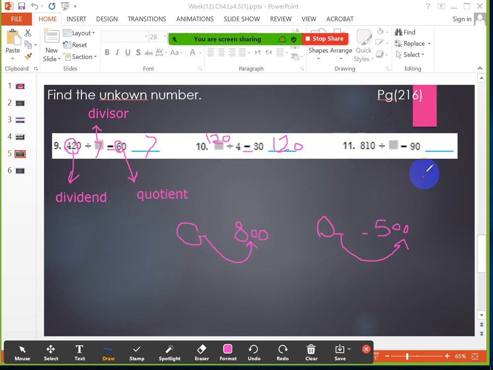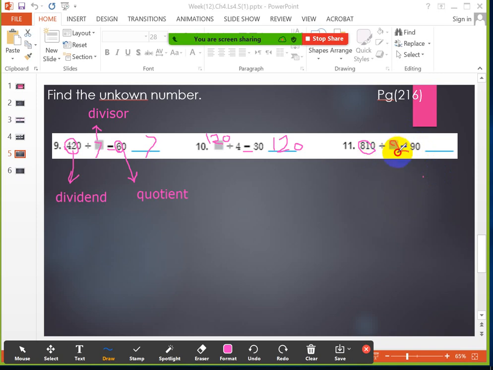Let's see number 11. Here the unknown number is, what's the divisor here? Now, who will tell me what's the number that I will divide 81 by? The answer will be 9, because here I will divide 81 by a number, so the quotient will be 9. What's the number that I will multiply with 9? The answer will be 81. Thank you, girls. Your answer is correct.